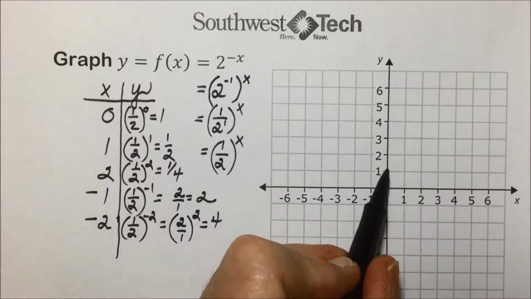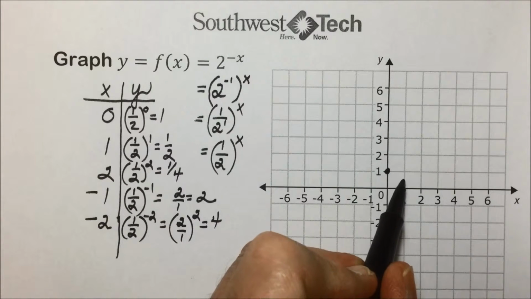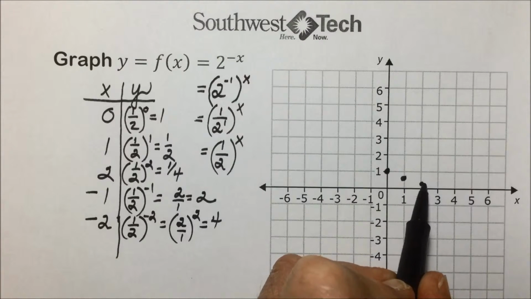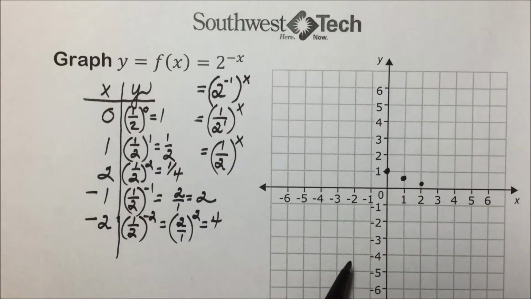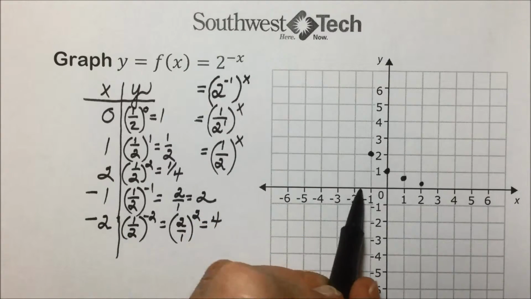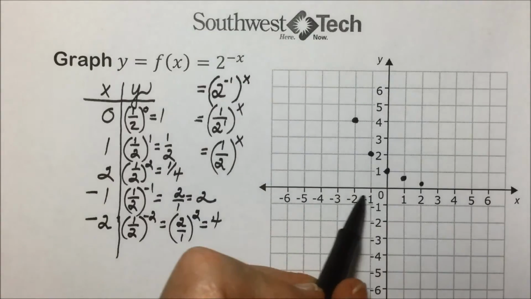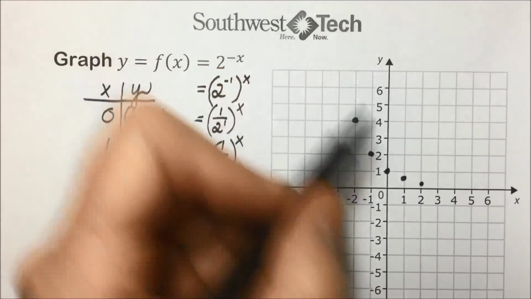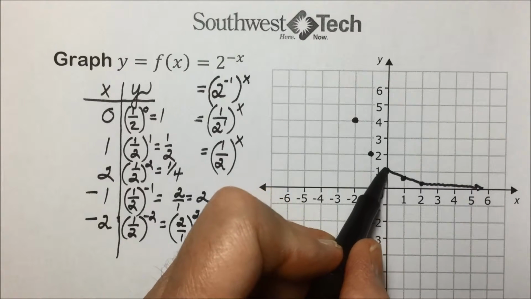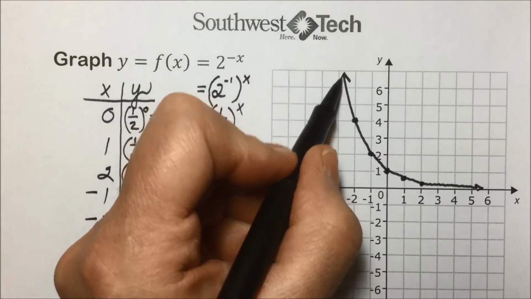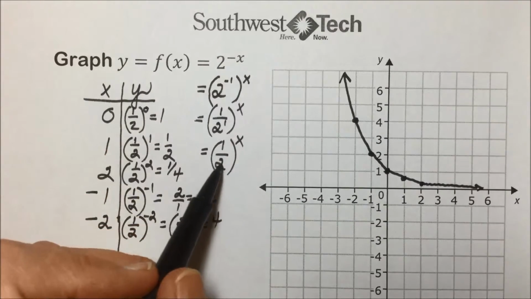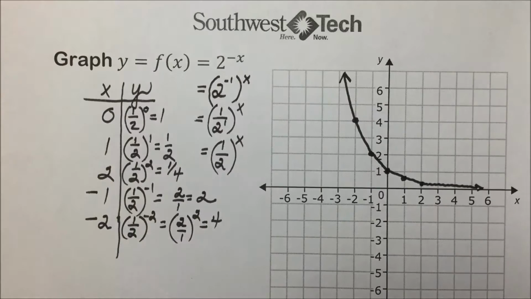Plotting these points, we have the point 0, 1, we have 1, 1/2, 2, 1/4, and as x gets to larger values, this y will get smaller and smaller, closer to 0. Then we had the point -1, 2. We had the point -2, 4. And again, as our x's get smaller, it appears that it's going to continue infinitely in the positive direction. So here is the graph of y equals 2 to the -x, or we can think of it as 1/2 to the x power.